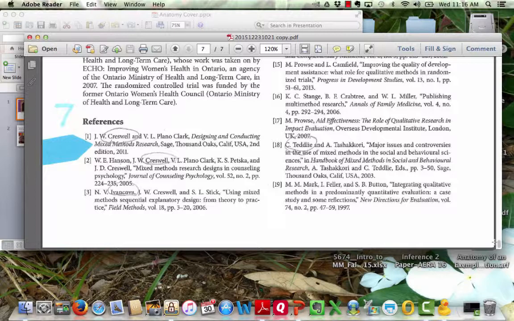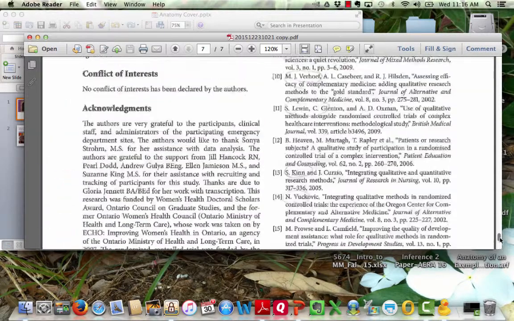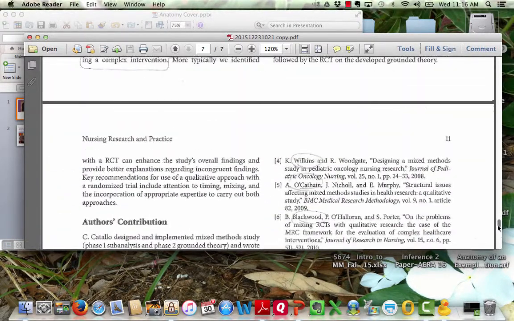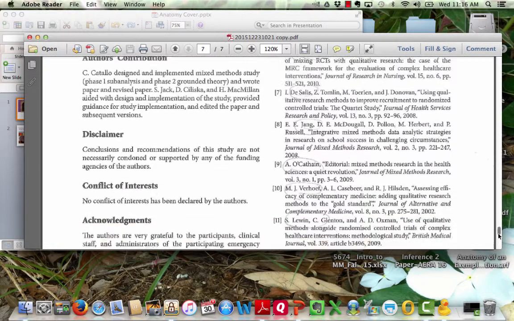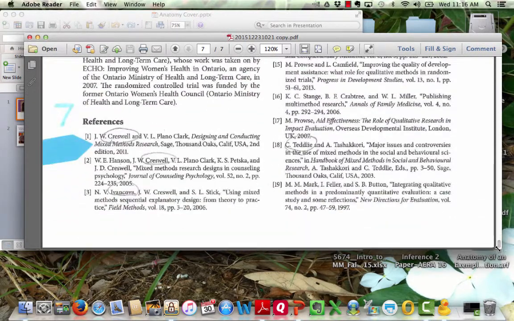These authors have done a super job of that. You see that they're citing some of the big names in mixed methods research. I've circled some of those. But you'll also see that they have equal attention, almost equal attention to qualitative methodological articles and quantitative methodological articles.